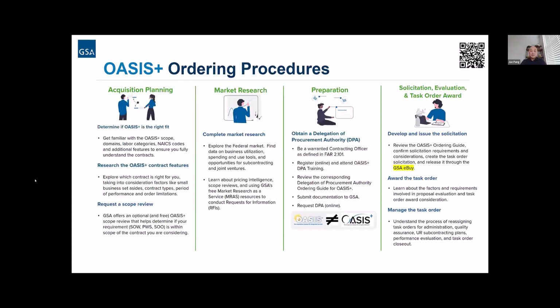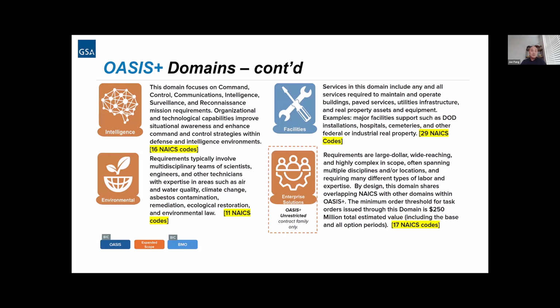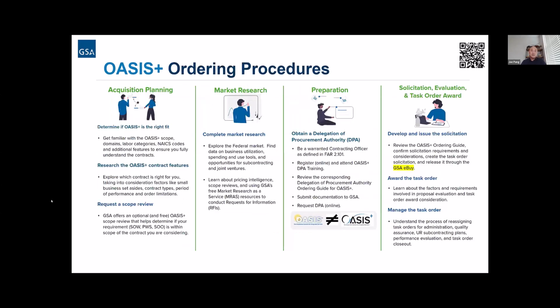And I just want to speak at a very high level. As Rachel mentioned, we do have a different training, that is the DPA, the Delegation of Procurement Authority. But I wanted to touch upon that subject at a very high level to give you an understanding of how to see if OASIS is the right fit for you to use. The first thing is, let's determine if OASIS is the right fit. We're talking about scopes, labor categories, NAICS, etc.